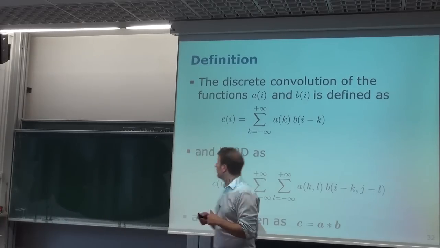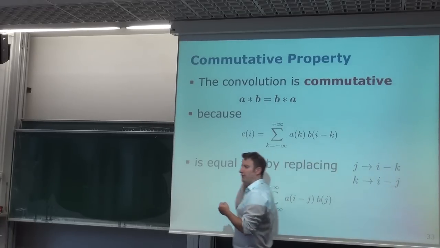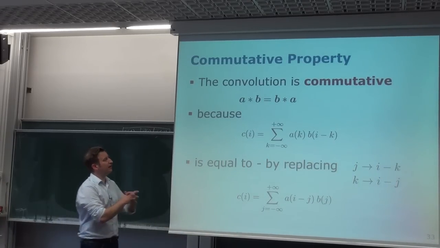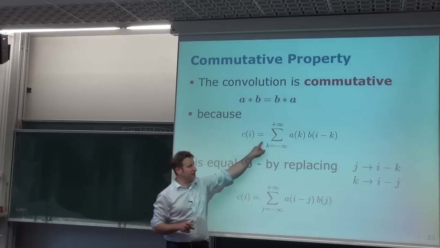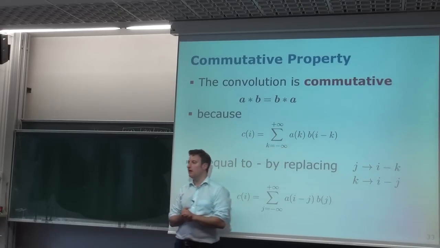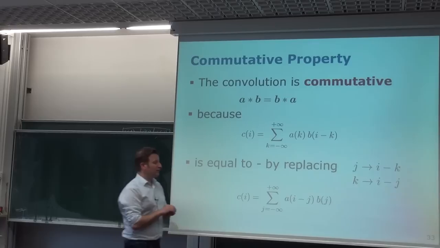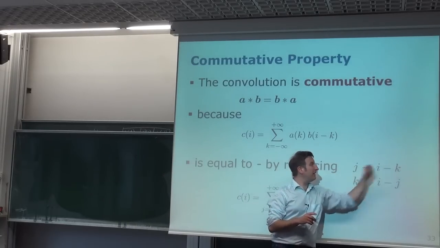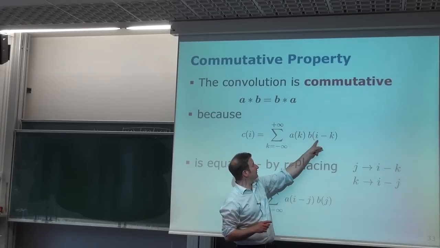The next thing we want to show is that A convolved with B and B convolved with A is actually the same thing. We can do that by taking the definition of A convolved with B, which is exactly this one over here. Now we simply replace indices. We introduce a new index j, which equals i minus k. So this one will be j. Replace this one with j.